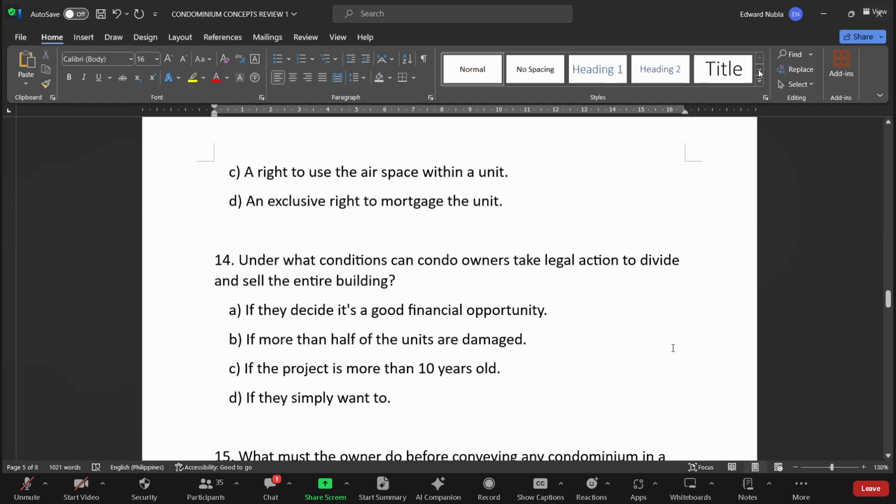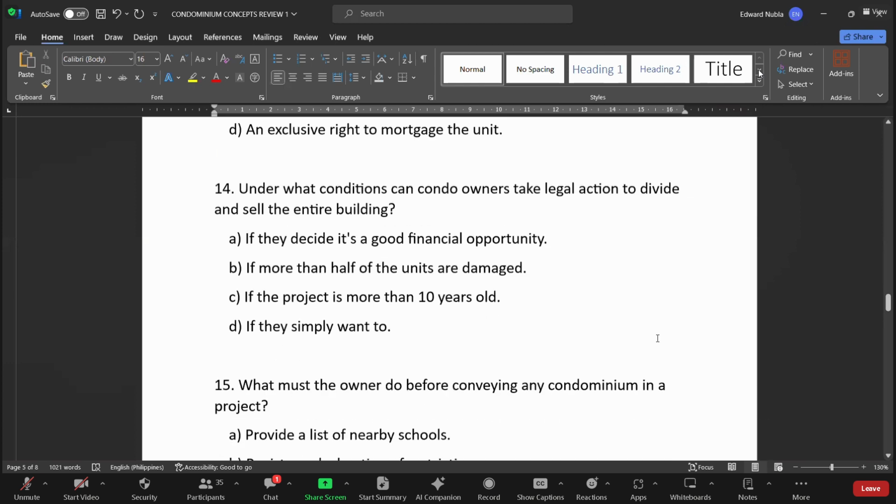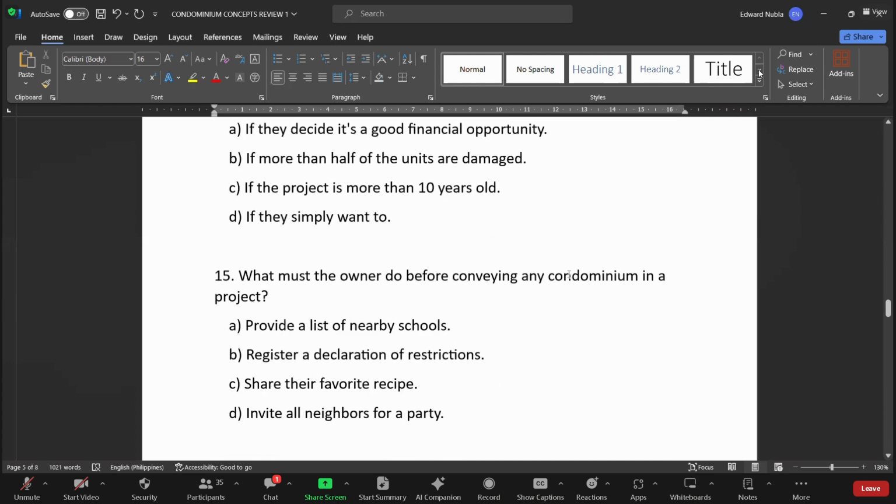Next, Miss Emira, number 14. Under what conditions can condo owners take legal action to divide and sell the entire building? Letter B, if more than half of the units are damaged. Correct. If more than half of the units are damaged. All right.